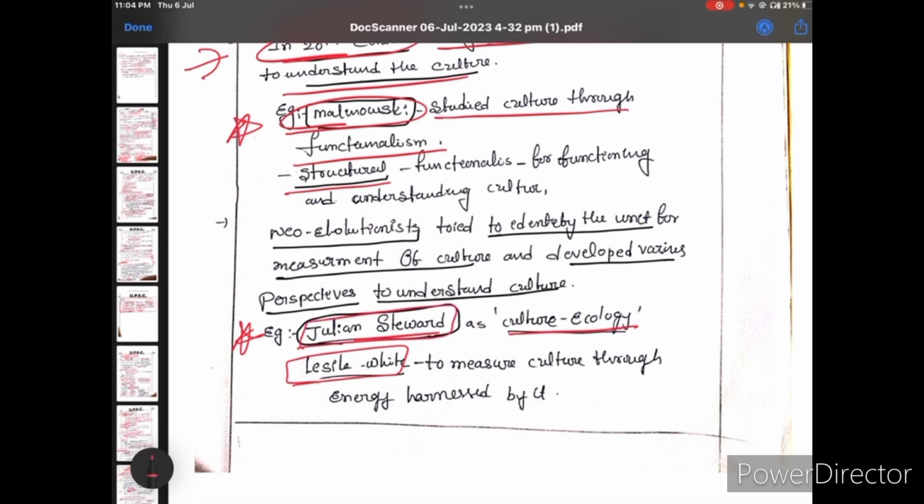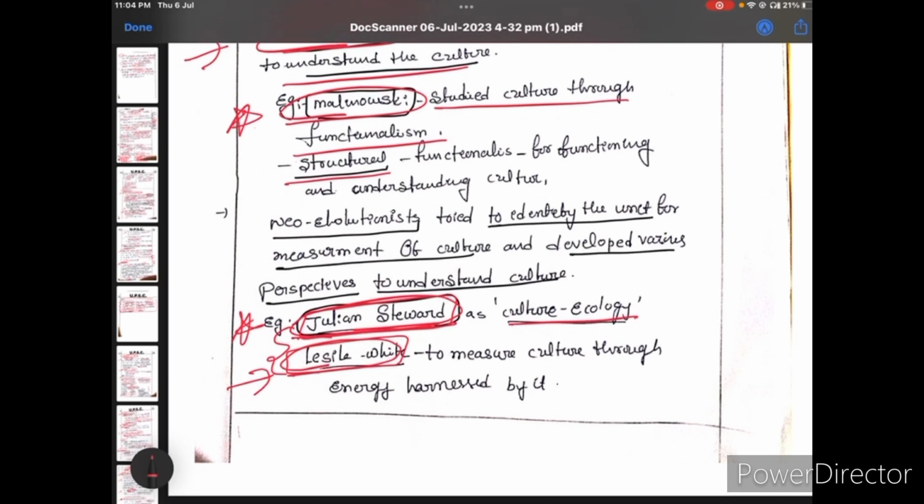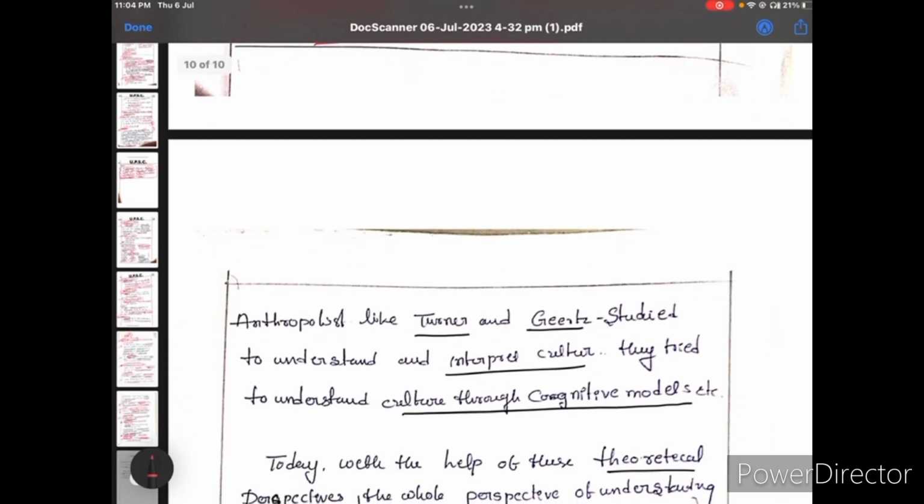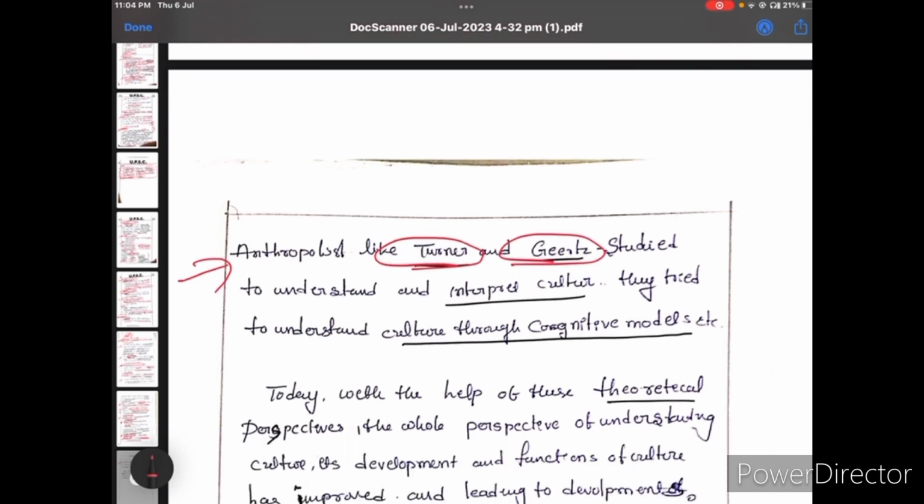These are the students also. Remember this: sometimes they ask questions about the theories directly, and about the students of anthropologists, like L.P. Vidyarthi and E.B. Tylor. Everyone can remember this much. Everyone has studied the main anthropologists, but sometimes they ask questions about their students also, so just remember that. And he studied culture through energy harnessing. And after that, anthropologists; here I used anthropologists again, and what they were studying.